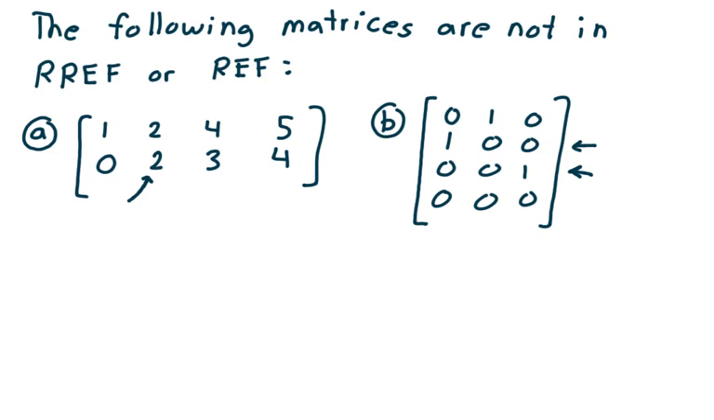And that's a good stopping point for this video. This is a video from section 1.2, and we looked at the definition of what it means for a matrix to be in row echelon form or reduced row echelon form.